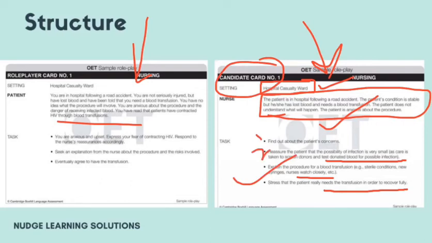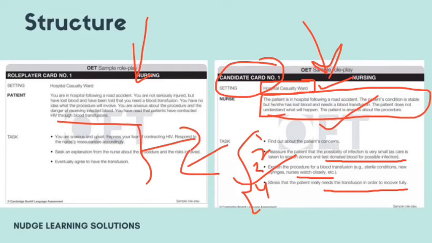You're provided with 4 tasks in this card. You need to complete these 4 tasks in the 5 minutes given here. Accordingly, the role player will ask you questions, and you will respond. You will also ask the patient relevant questions to understand the patient. Alright, so this is the cue card that will be provided, based on which you will try to answer. Similarly, 2 role plays will happen in the speaking test.